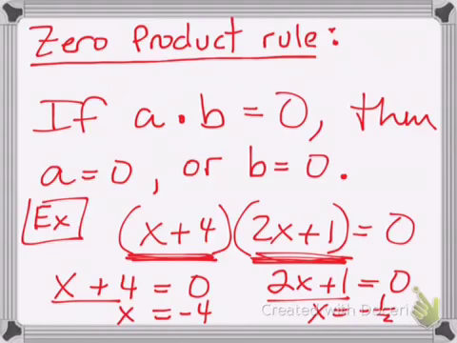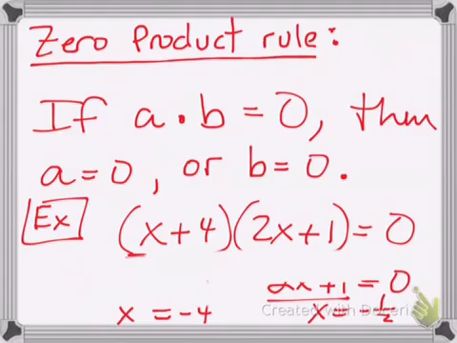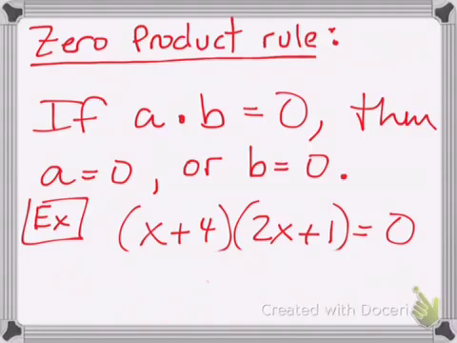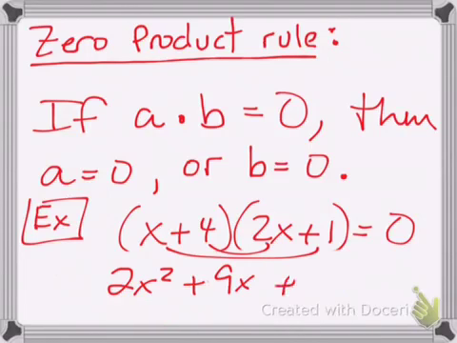What kind of equation is x plus 4 times 2x plus 1? Quadratic. How do you know it's a quadratic equation? Because if you multiply 2x times x, you'll get an x squared. If you FOILed this out, what would you get? 2x squared, 8x, and x is 9x, and 4 times 1 is 4. So we just solved that quadratic equation. We solved it from factored form.